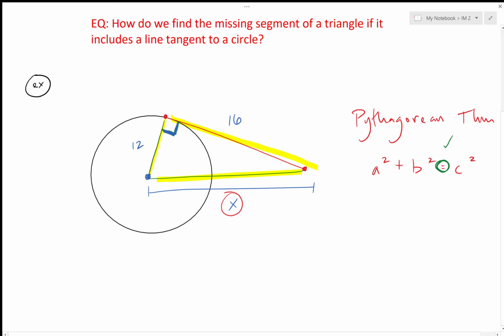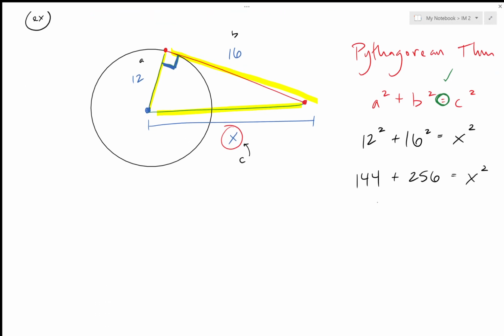So let's go ahead and plug them in. C is the most important side. C is always the hypotenuse. So in this case, C is x, what we're trying to find. A and B really doesn't matter which one you label which, so I'll go like that. So that tells me 12 squared plus 16 squared equals x squared. So just continuing the math on our calculators, that's 144 plus 256 equals x squared. Adding those together, that should come out to 400 equals x squared.